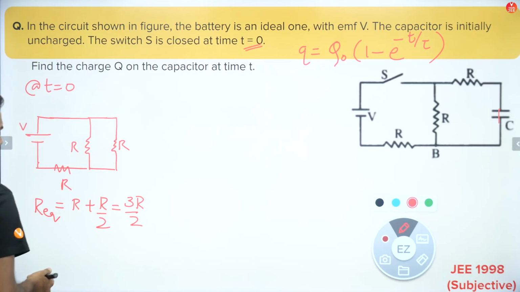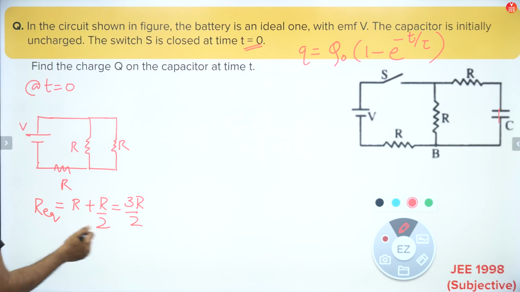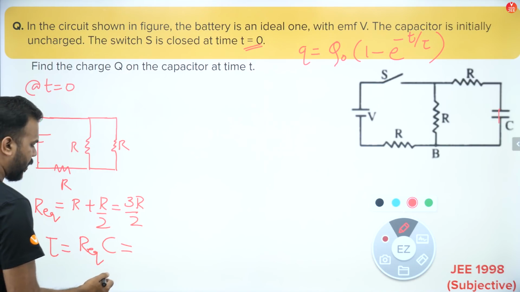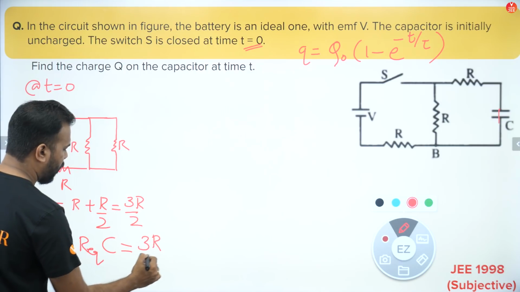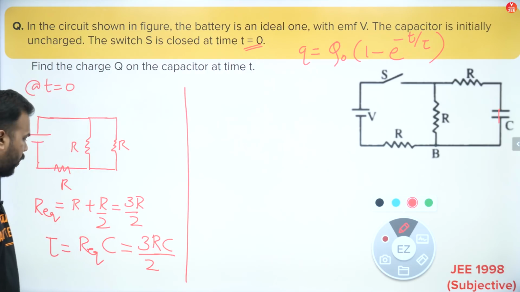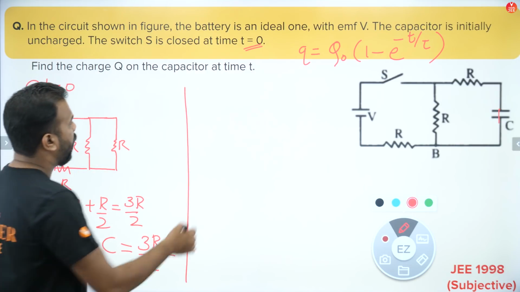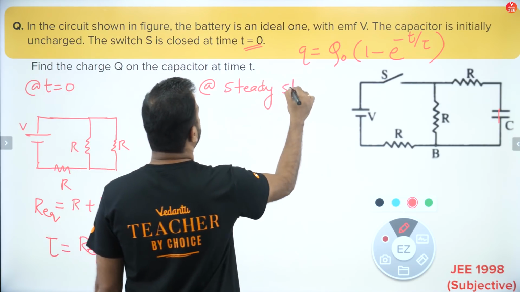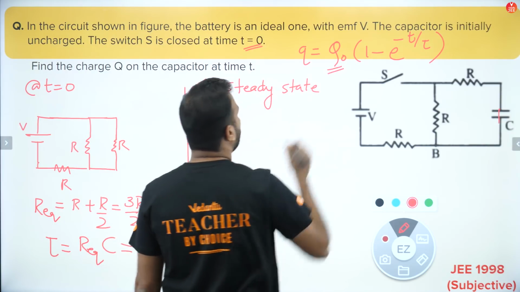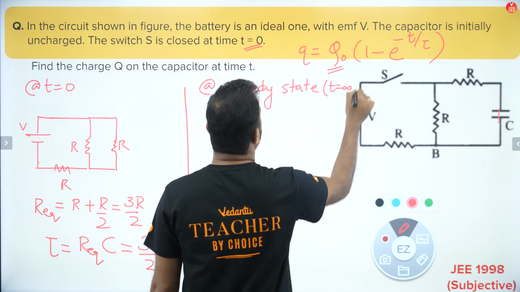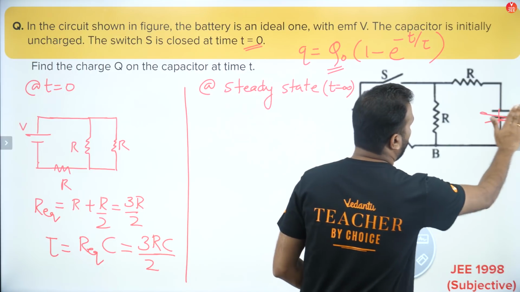Okay guys, now if we talk about the value of tau, tau can be calculated as R equivalent times C. So tau equal to R equivalent times C is 3R by 2 times C, so 3 by 2 RC is your time constant. Now at steady state, why do I need this? So that I can get the value of Q naught. What is steady state? That is when t has reached infinity and the capacitor has now blocked your circuit.